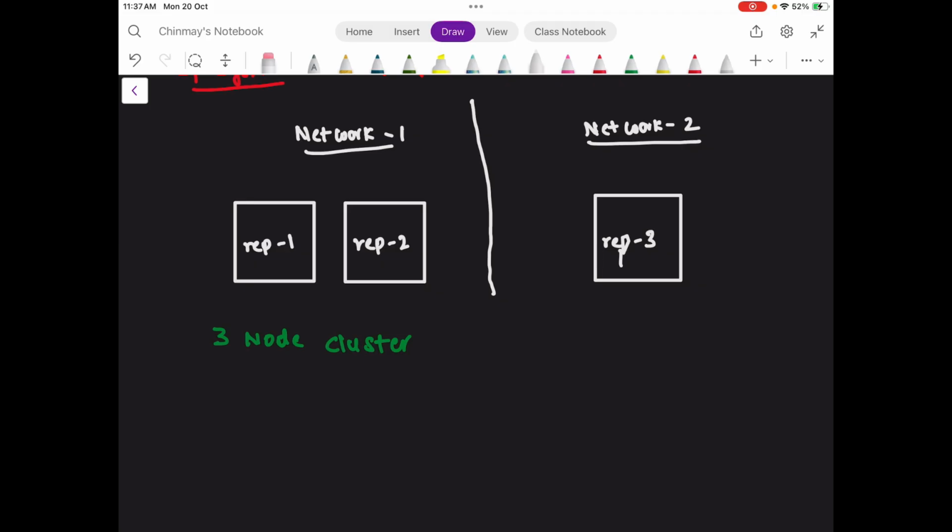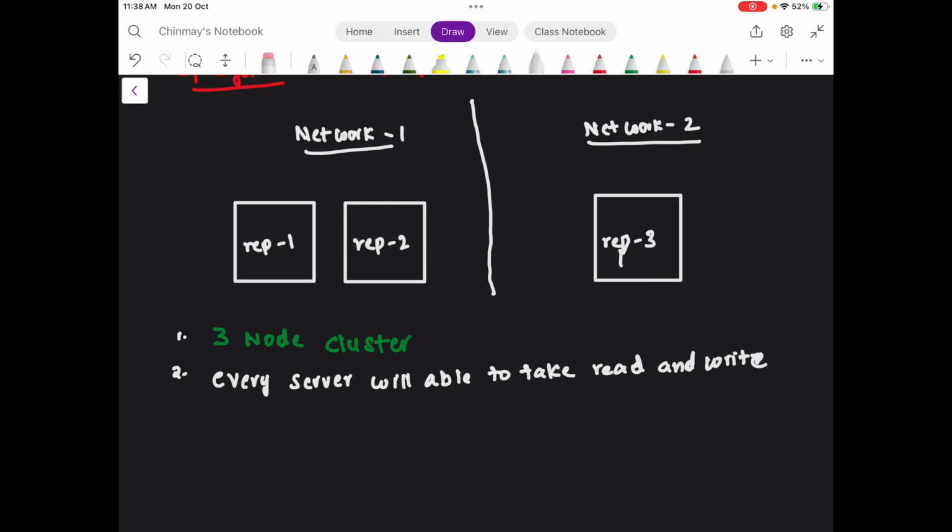In the case of the 3 node cluster, every server will be able to take read requests and write requests. This is how the clustering mode of MySQL will work.